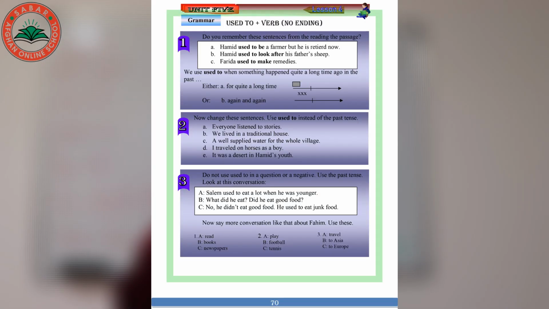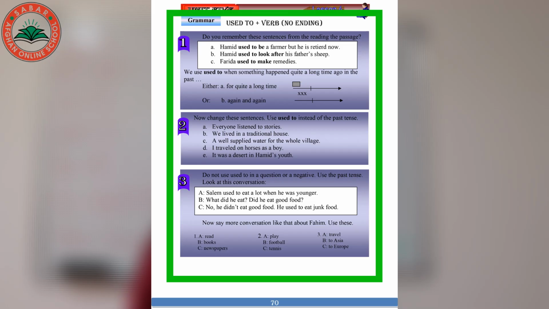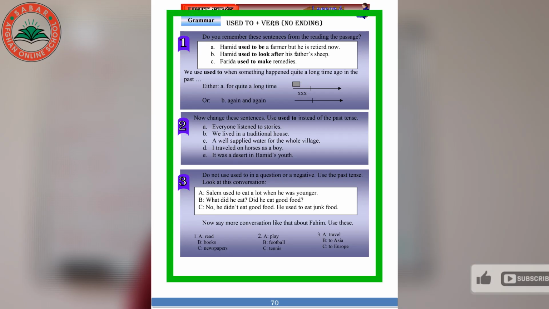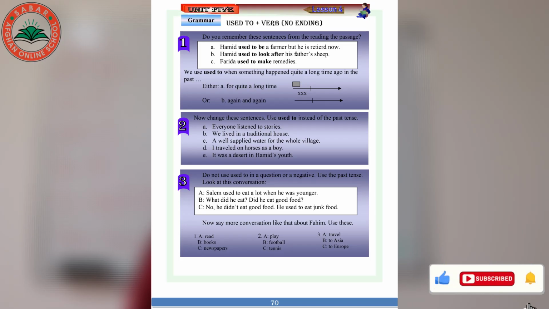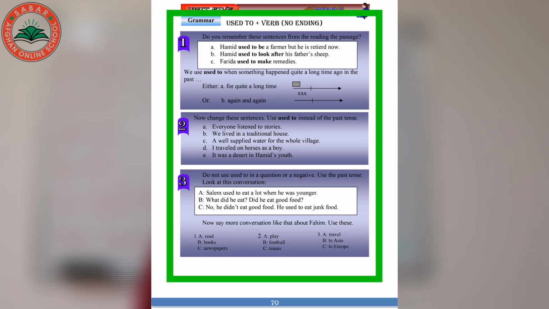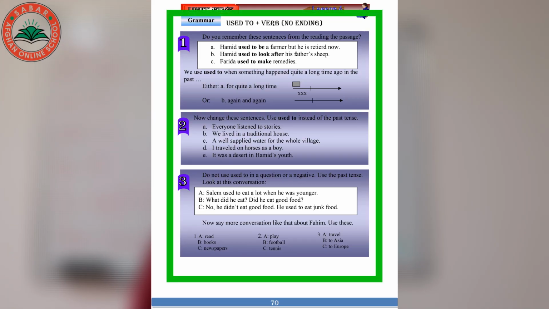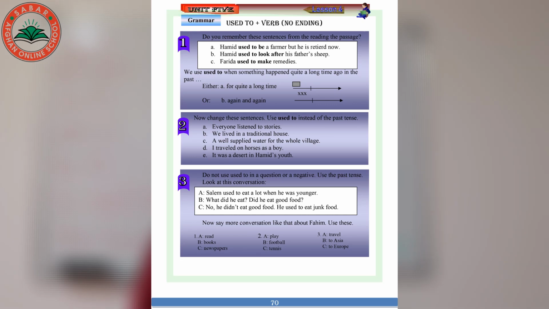Let's check them out. Salim used to eat a lot when he was younger. What did he eat? Did he eat good food? No, he didn't eat good food. He used to eat junk food.